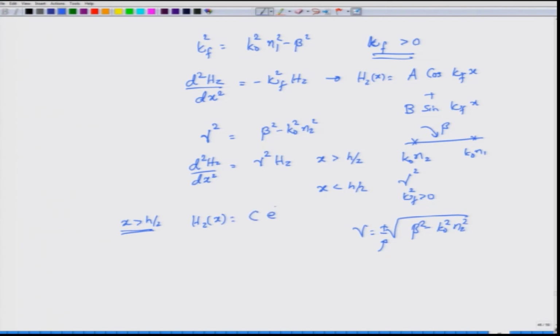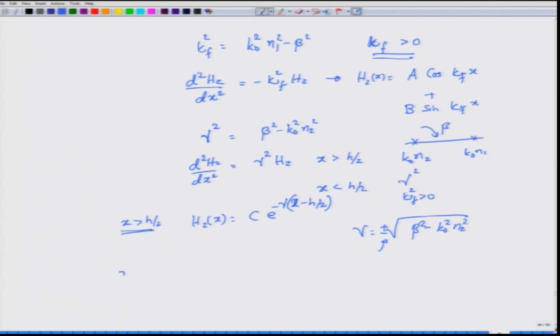Okay. So, when I choose a minus quantity, the solution for h z of x will be, let us say, c e power minus gamma x minus h by 2. The reason why I have written x minus h by 2 is to simplify the boundary condition. So, at x equal to h by 2, this exponential term will be equal to 1, and therefore, the value of h z as you come in from the cover will be equal to just c.